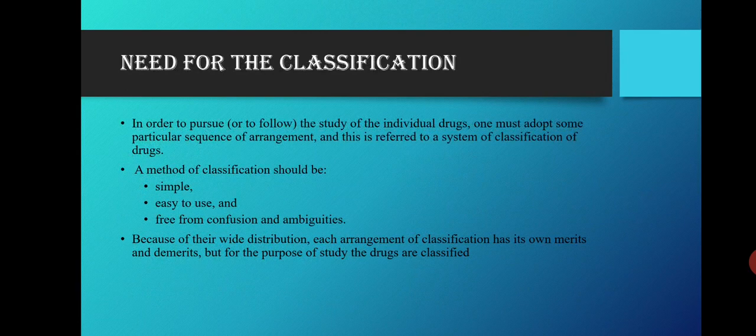Need for the classification. In order to pursue the study of the individual drug, one must adopt some particular sequence of arrangement, and this is referred to as a system of classification of drugs. To make our work easy, we are adopting a particular sequence, or arrangement, in such a way that it is simple, easy to use, and free from confusion and ambiguities. Because of their wide distribution, each arrangement of classification has its own merits and demerits, but for the purpose of study, the drugs are classified.